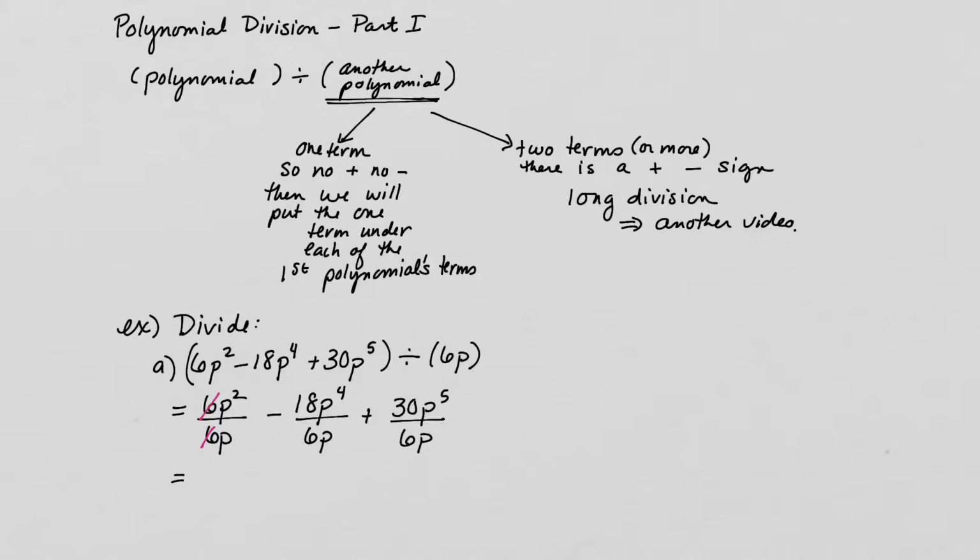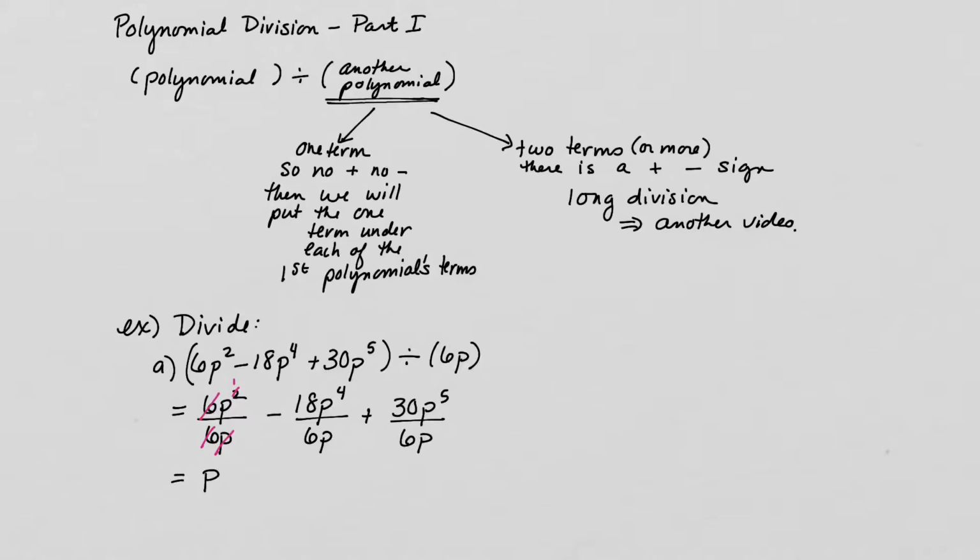also, if I look at my p's, I have two p's on top and one p on the bottom. So I have more p's on top and I have one more of them. So this is just going to turn into p. Another way to think about it is that this p cancels out one of these and I'm just left with one.